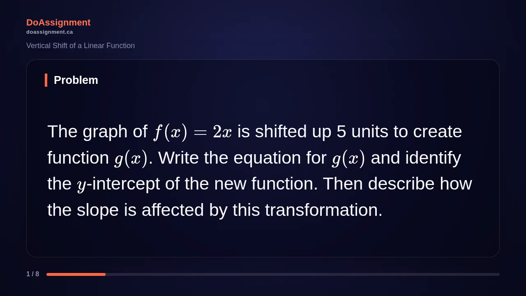The graph of f of x equals 2x is shifted up 5 units to create a new function g of x. Write the equation for g of x and identify the y-intercept of the new function. Then describe how the slope is affected by this transformation. Now let's work through the solution step by step.